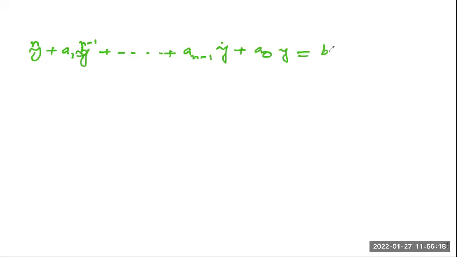Now you tell me what is that first equation. This is yn plus a1 into yn minus 1 plus dot dot an minus 1, this will be y dot, plus a0 into y equal to b0 into u. Yes or no? Or any change in the equation, any coefficient?